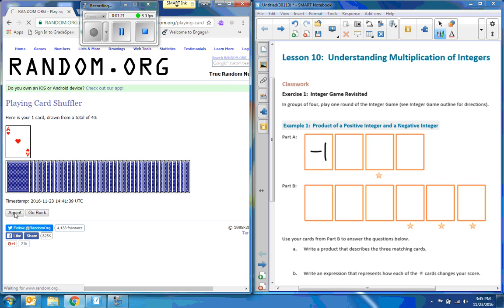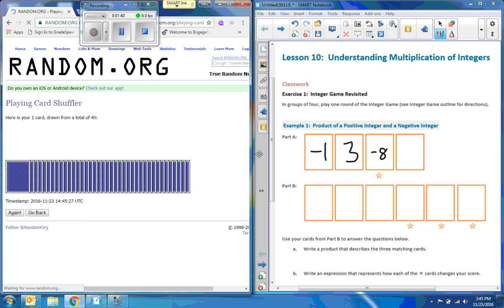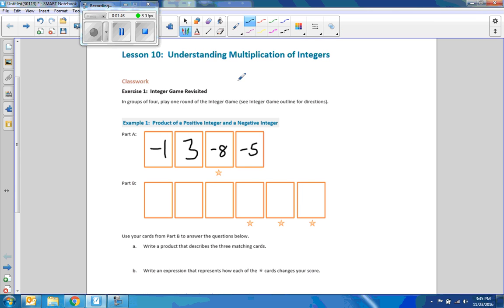I'll draw another card, and that is a +3. Okay, now I draw another card, and it's a -8. And draw one more card, and it's a -5. Okay, so now we're done drawing, so let me go up here and maximize this. Okay, so I have -1, 3, -8, and -5.